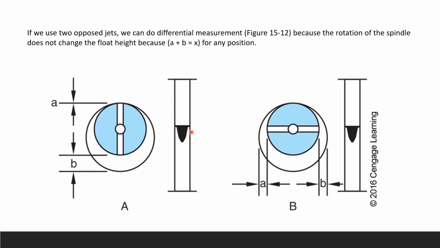Now we're going to use two opposed jets. If we use two, differential always comes in, so we can do the differential measurement. Why? Because the rotation of that spindle does not change the float height. Mathematically, you add A and B, and it gives you X, a distance for any position. Therefore the height doesn't change, because this is fixed. So if we use two opposed jets, the float height is not going to change because we're just looking at the differential measurement.